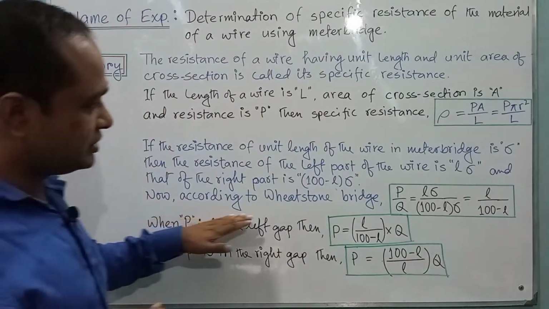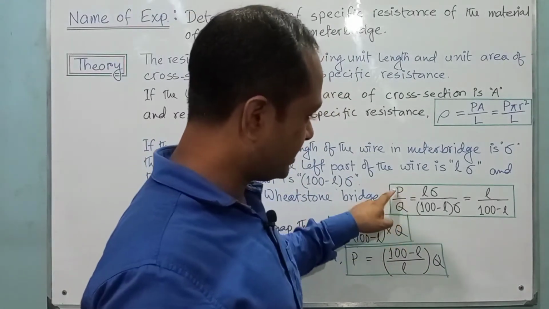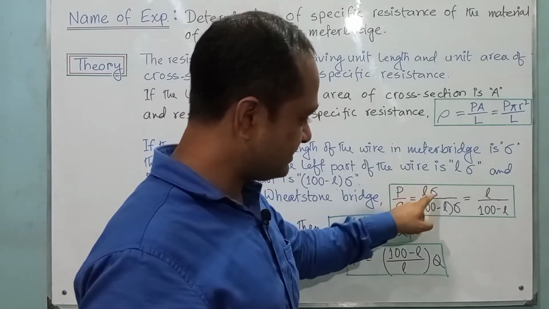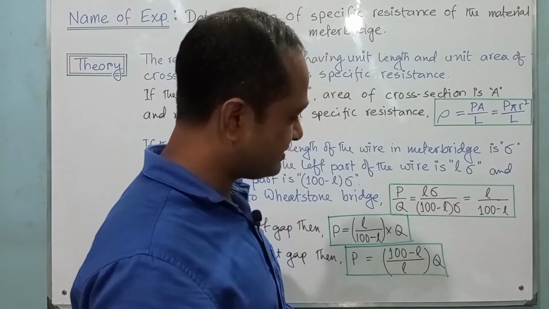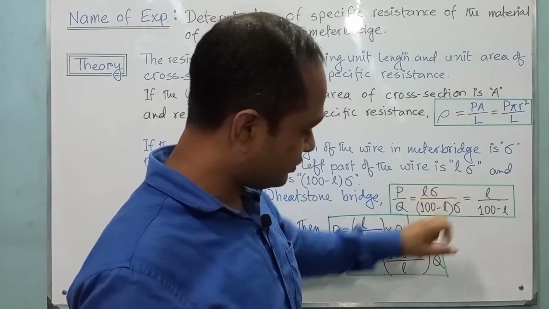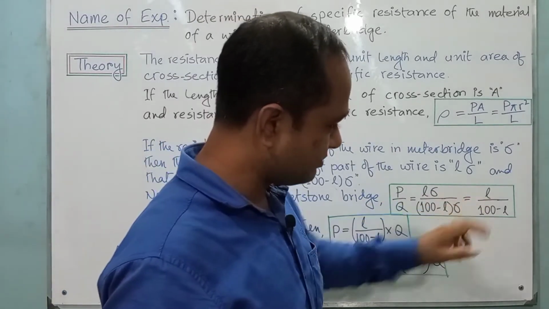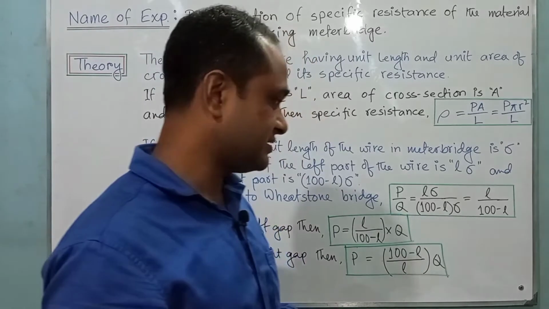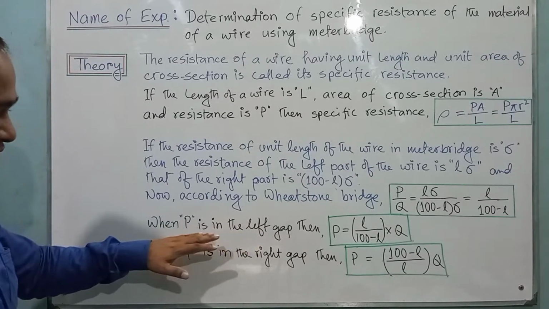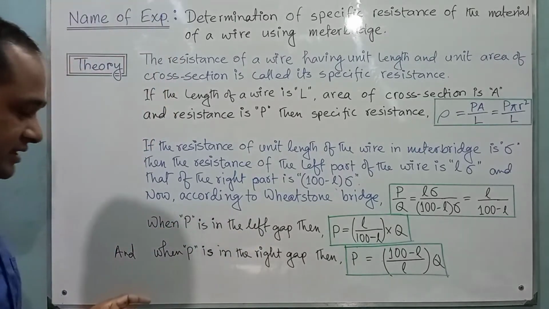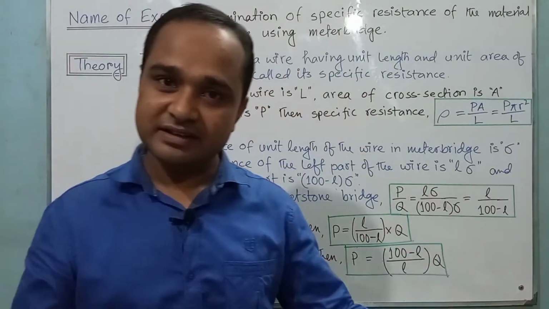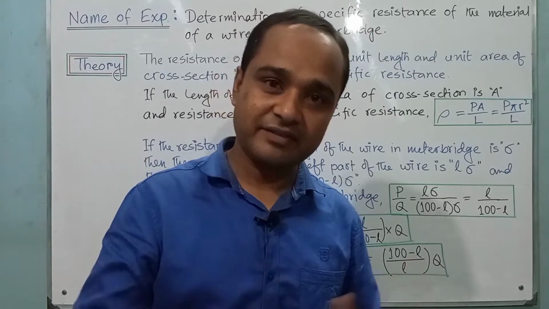Now according to the Wheatstone bridge principle, P by Q, where P is the unknown resistance and Q is the known resistance, equals L sigma divided by (100 minus L) into sigma. If we cancel out sigma from both parts, then it will be L divided by 100 minus L. For a better result, we will place the unknown resistance first in the left gap and then in the right gap, and then we will get the average value.